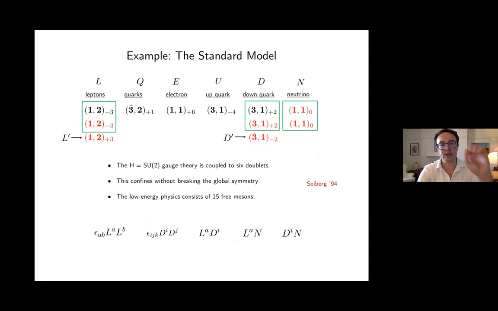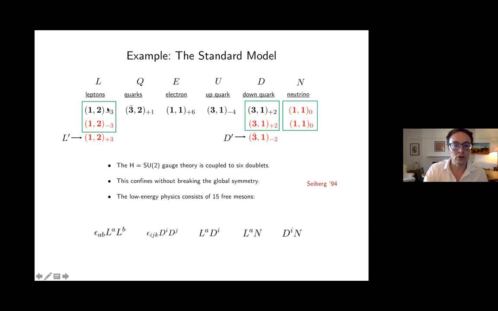Now what happens? Now the dynamics is the dynamics of a supersymmetric SU2 theory coupled to 6 doublets. And this is a very famous theory. It's among the class of theories that Natty Seiberg first solved in the 1990s. And it does exactly what we want. It's one of those supersymmetric theories that confines, but without breaking the SU6 global symmetry. In other words, without breaking the standard model from the perspective of this setup.